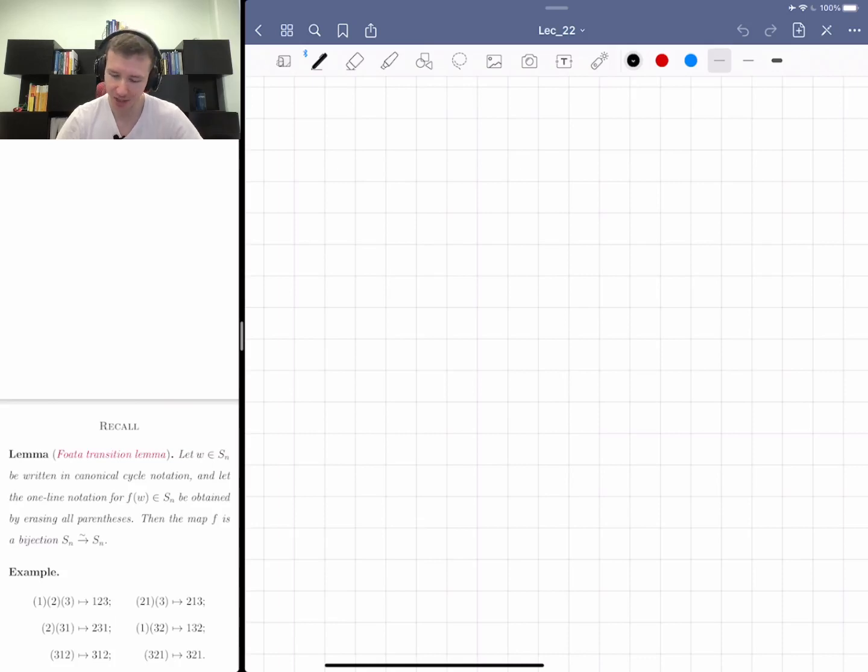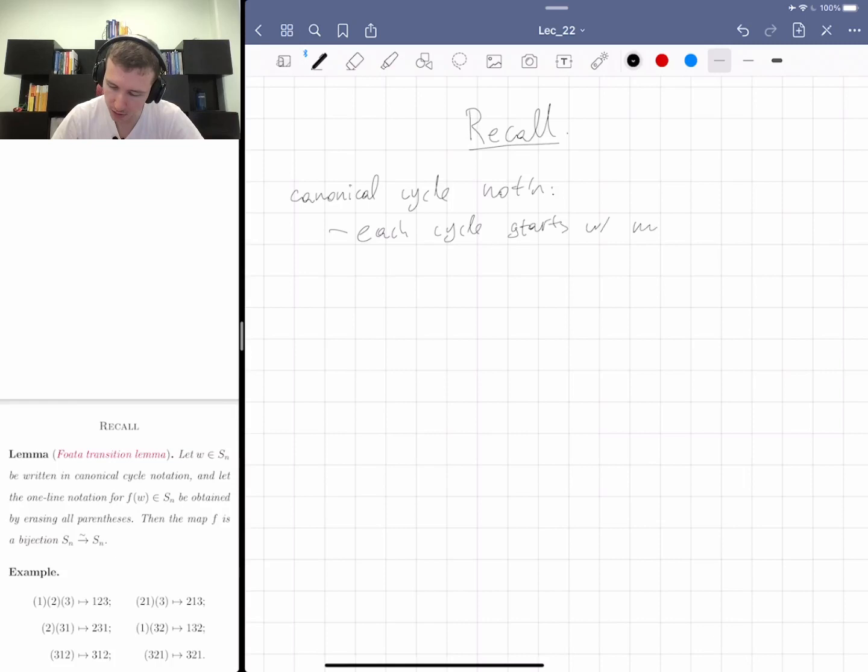Let us start. Let me remind you what we did last week in the pre-recorded lecture. There was this lemma about the canonical cycle notation. You take a permutation, you write the cycles so that each cycle starts with the maximal element, and these maximal elements increase left to right.